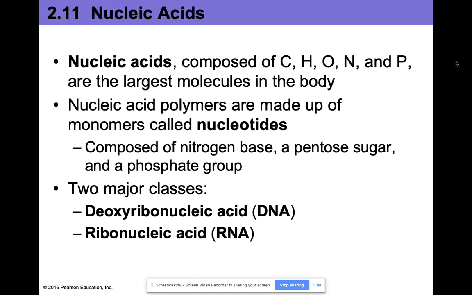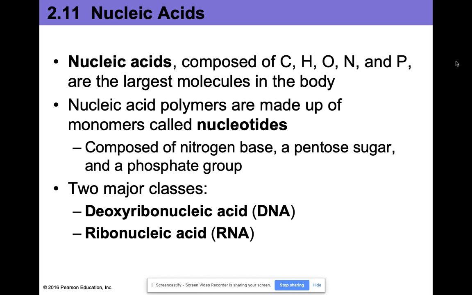Lastly, we have nucleic acids. So we had CHO, CHON, and CHONP. CHONP: carbon, hydrogen, oxygen, nitrogen, and phosphorus are the elements of the largest molecules in the body. This is going to be your DNA. This is going to be your RNA. Nucleic acids are polymers made up of nucleotides. A nucleotide is one piece of a nucleic acid, and a nucleotide contains three parts. It has a nitrogenous base, a phosphate, and a sugar.